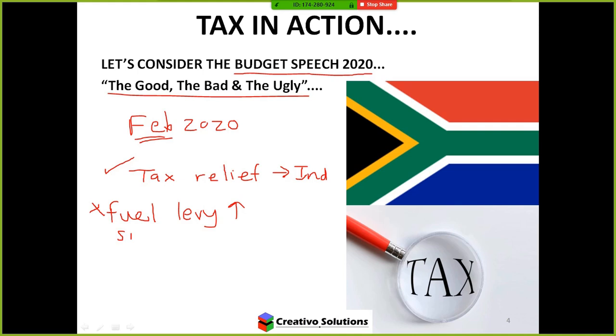Sin taxes. Yes. That also always goes up. And even with the sin taxes, before they had a category. If you go download a summary of the budget, you will see there's a new classification. It's called heated tobacco products.